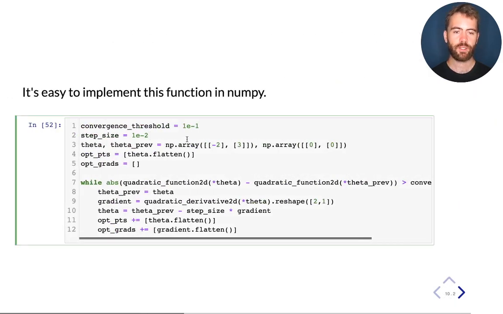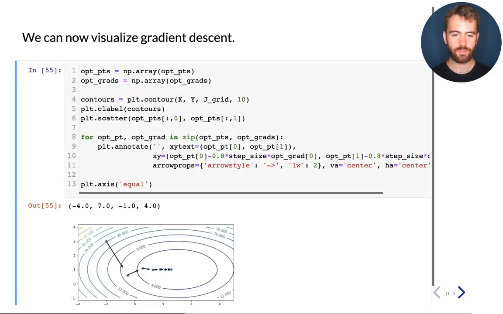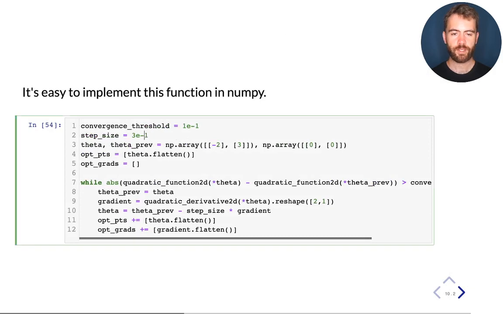I can also increase the learning rate. I can make it something bigger. Perhaps I will make it 3 times 10 to the minus 1. Now I just reran this algorithm. I can revisualize this, and now you can see the trajectory. Here we're taking a much bigger step. We slightly overshoot. We end up here, then we take this trajectory, but it still brings us closer to our final point.